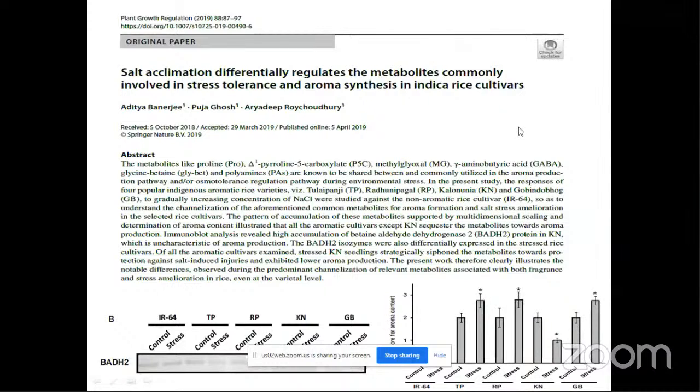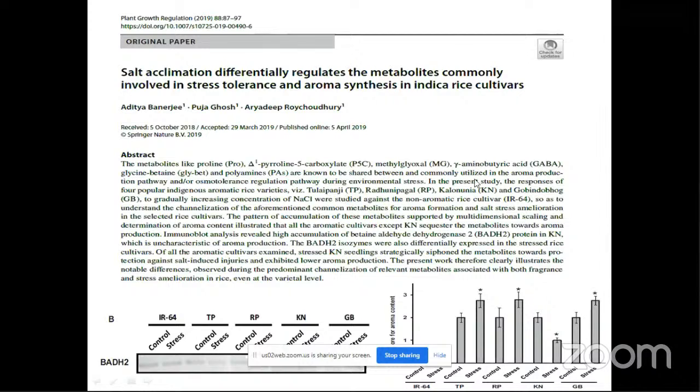So what we did, and this was published in Plant Growth Regulation, was choose 4 different indigenous aromatic rice varieties: Tulai Panji, Radhuni Pagol, Kalonunia, and Govindabhog. We compared these 4 varieties against one non-aromatic variety, IR64. I will just give you the summary of this work, because it is already published, and one can go through the papers. The finding in this paper is that, except Kalonunia, which is an exception, all the other 3 varieties channelize the metabolites towards aroma formation even during stress. They are least bothered about stress tolerance.